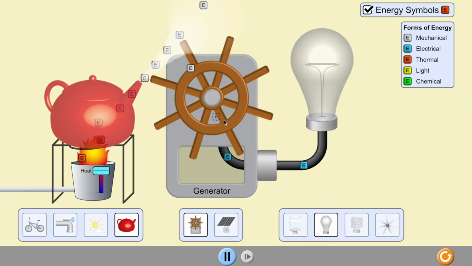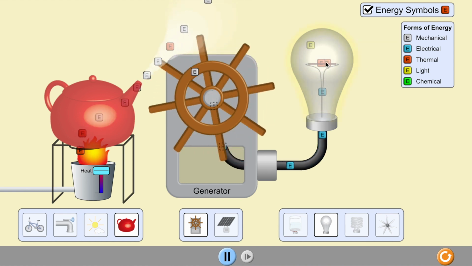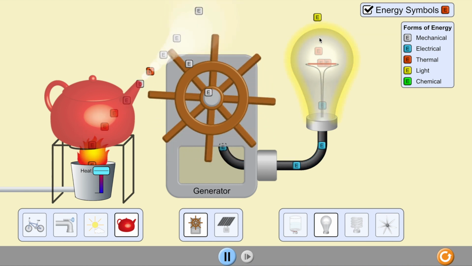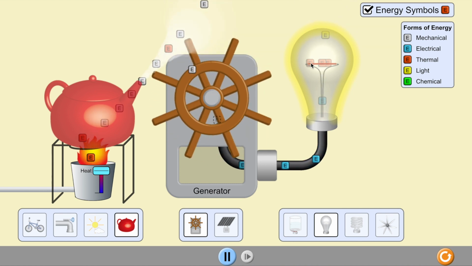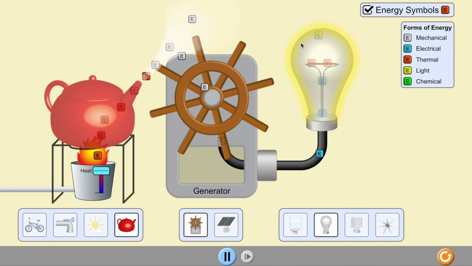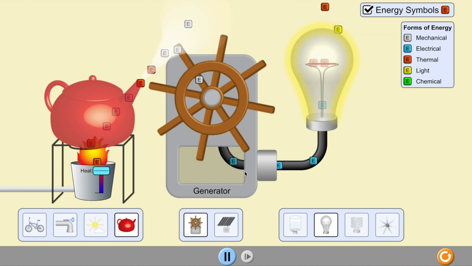Now I want to more closely examine the incandescent light bulb because you'll notice that there's so much heat here. So a main product of an incandescent light bulb is heat, which is then emitted as light energy and thermal energy. But again, there's a lot of heat or thermal energy in an incandescent light bulb.